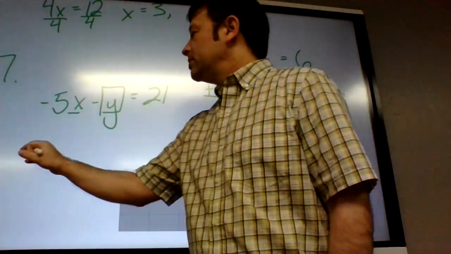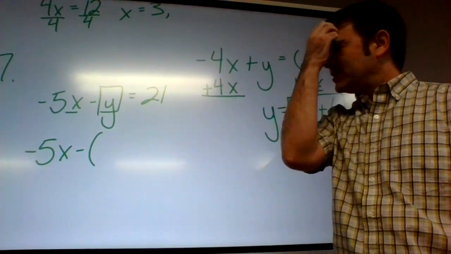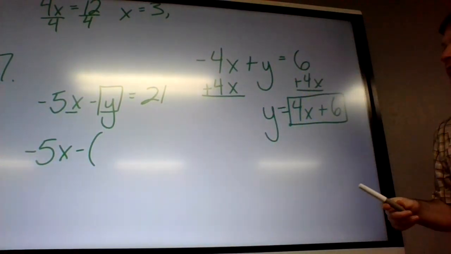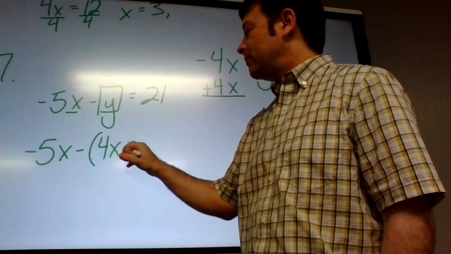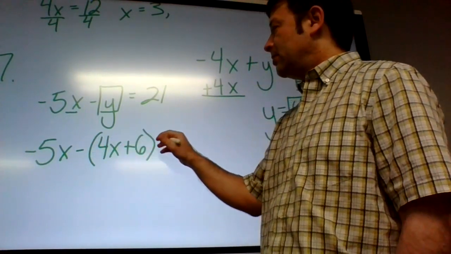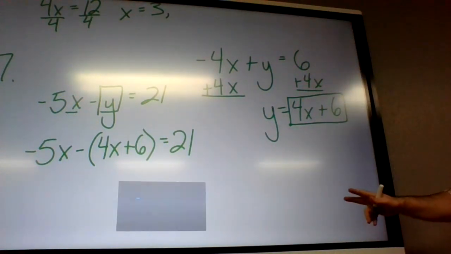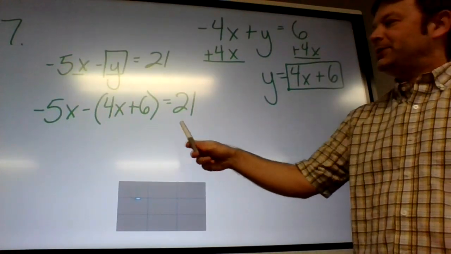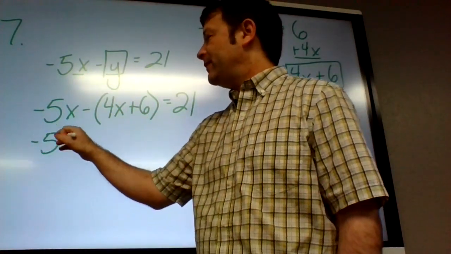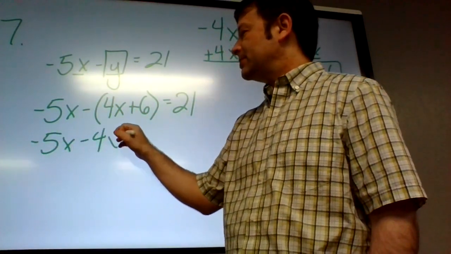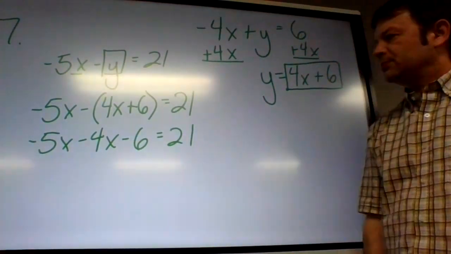So I'm gonna still put parentheses right there. Instead of minus y, I'm gonna put minus 4x plus 6. Because we have to subtract all of y, so we have to subtract all of 4x plus 6. So when you just want that distributive property. Yeah, it's basically distribute. You need to subtract both of those. So it's negative 5x minus 4x minus 6 equals 21.